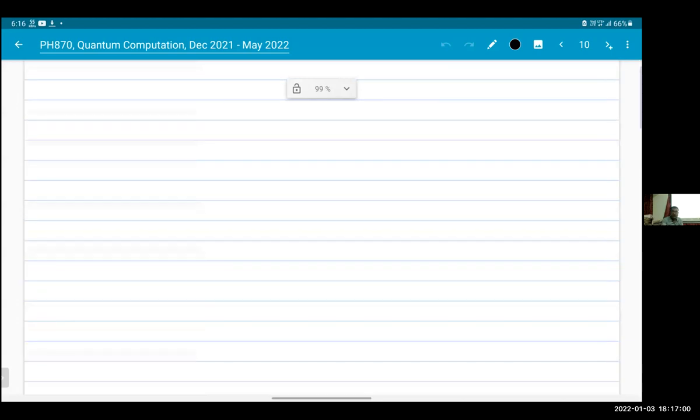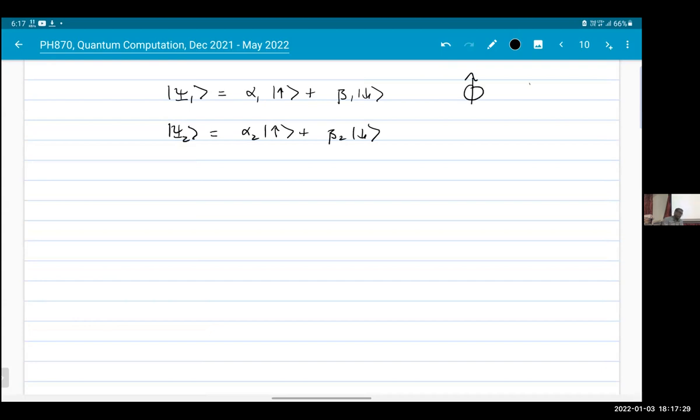Now, in the remaining moments before my battery dies completely, let's talk about two such electrons, because I want to end the class by explaining to you why Hilbert space is big. So let's talk about two such spins. You have a single electron and you have another electron. The first electron is in the state psi 1, and the second electron is in the state psi 2.